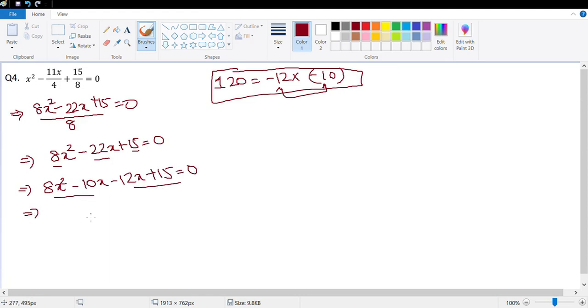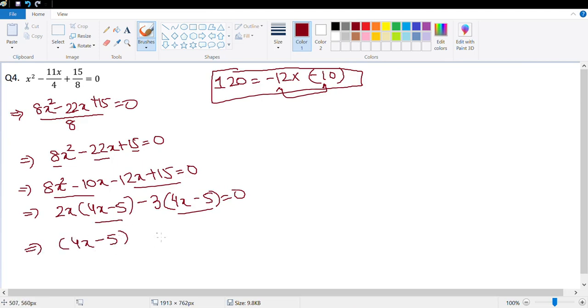Grouping it the way I've underlined, what's common in the first two elements is 2x, so this is 2x times (4x minus 5). What's common here is 3, or rather I have taken negative 3, so that's negative 3 outside. This gives us negative 12x minus 5 is equal to 0. 4x minus 5 is common, so this is (4x minus 5) times (2x minus 3) is equal to 0.